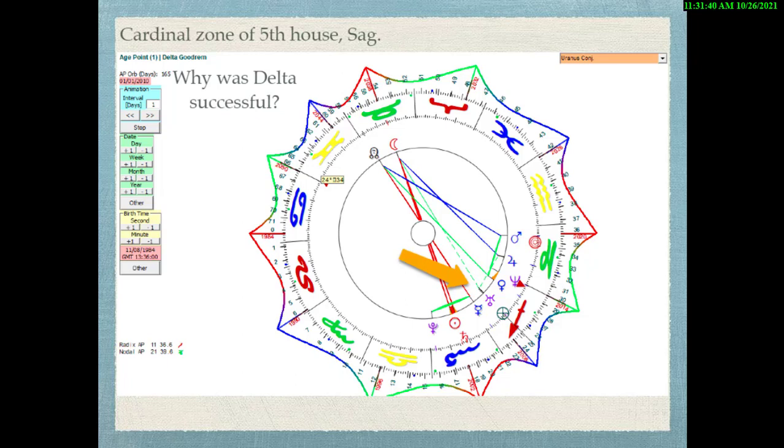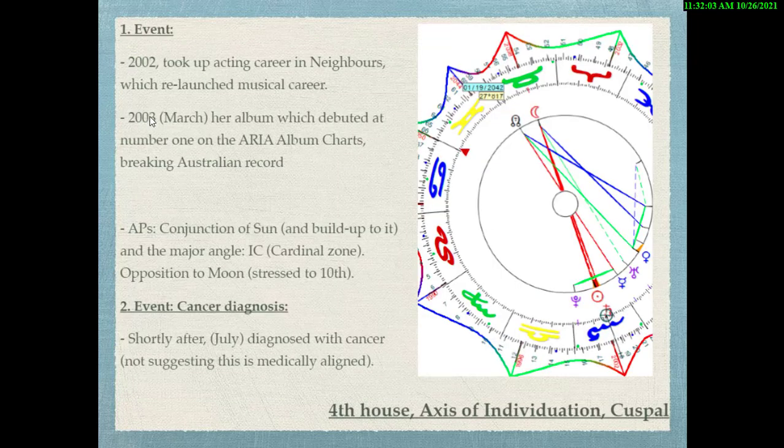Moving over top of Uranus, Uranus is creative intelligence, explosive, upheaval, change, turning point. It's a small house, we mentioned that before, so you know that the effect will be strongly felt. Our creative intelligence is activated, and there's a wish to know what lies beyond our everyday world. So, we can unpack this even further by looking at what happened in 2002. In 2002, she took up an acting career in Neighbours, which relaunched her musical career.